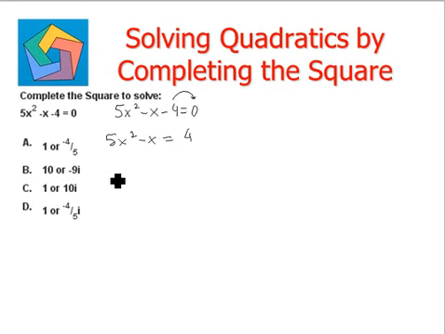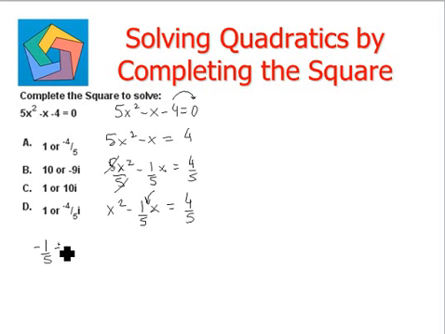Now we divide by the x squared term, that is by 5 throughout, minus 1/5 x equals 4/5. This becomes 1, and we finally have x squared minus 1/5 of x equals 4/5. Now we have to see the x term. This is negative 1/5. So negative 1/5 when divided by 2 gives us negative 1/10, and when we square this up we get 1/100. Now we have to add this 1/100 to both sides of the equation.